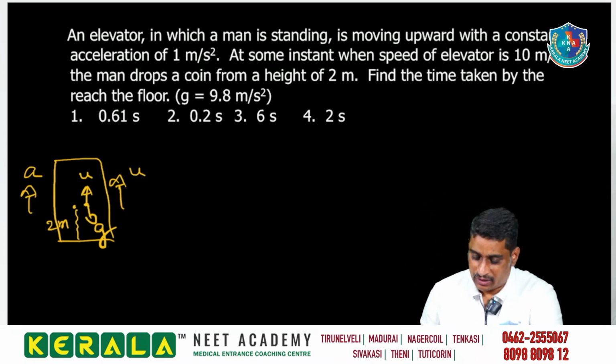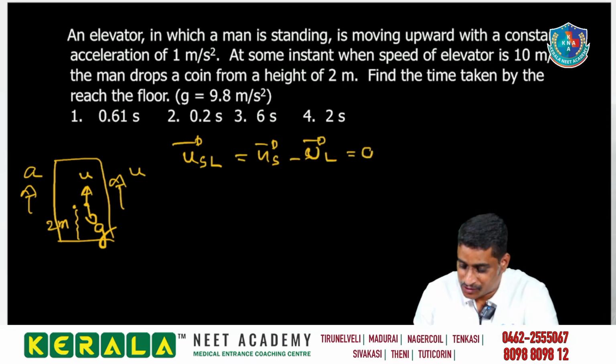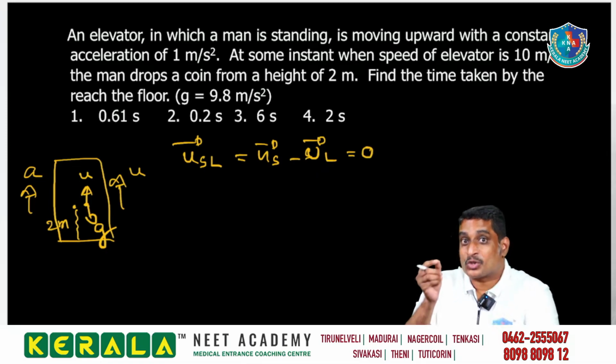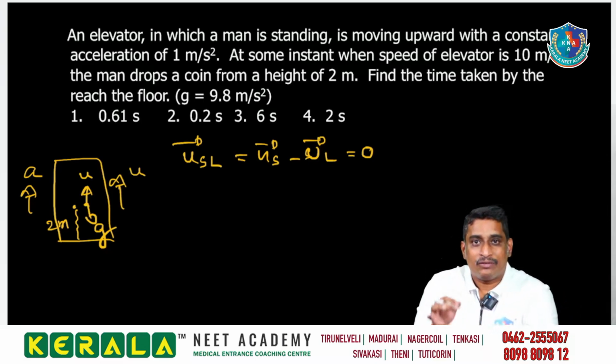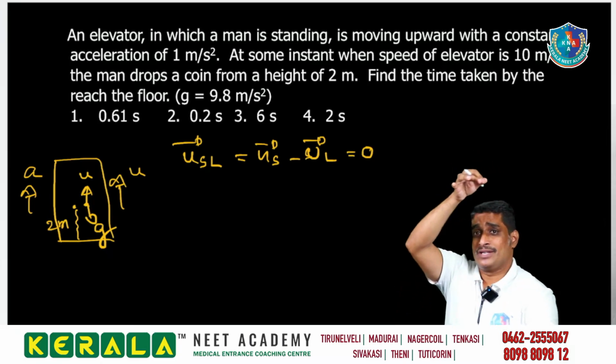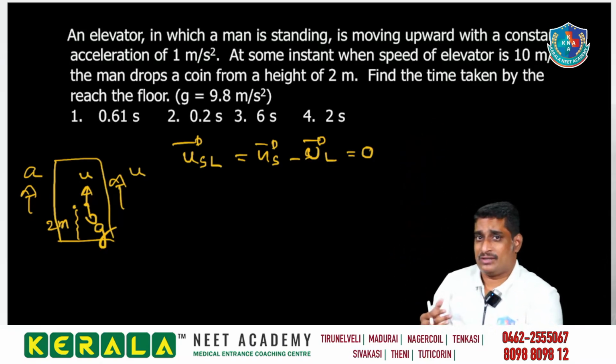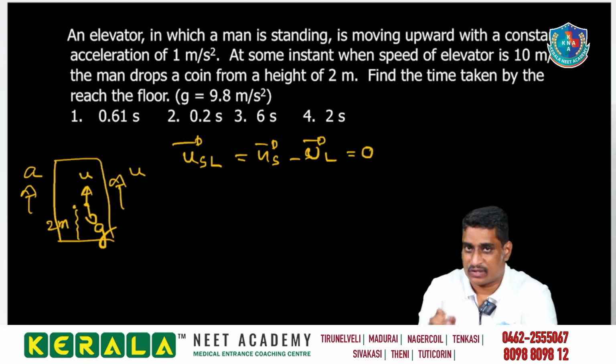Therefore, relatively I will write the velocity of the stone with respect to the lift will be equal to the velocity of the stone minus the velocity of the lift. So the relative velocity will be equal to 0, very clear. So with respect to the lift, the velocity of the particle is 0. That means the particle is at rest with respect to the lift. So with respect to the lift, that particle moves as if it is released from some height. This is the interpretation from this velocity part.